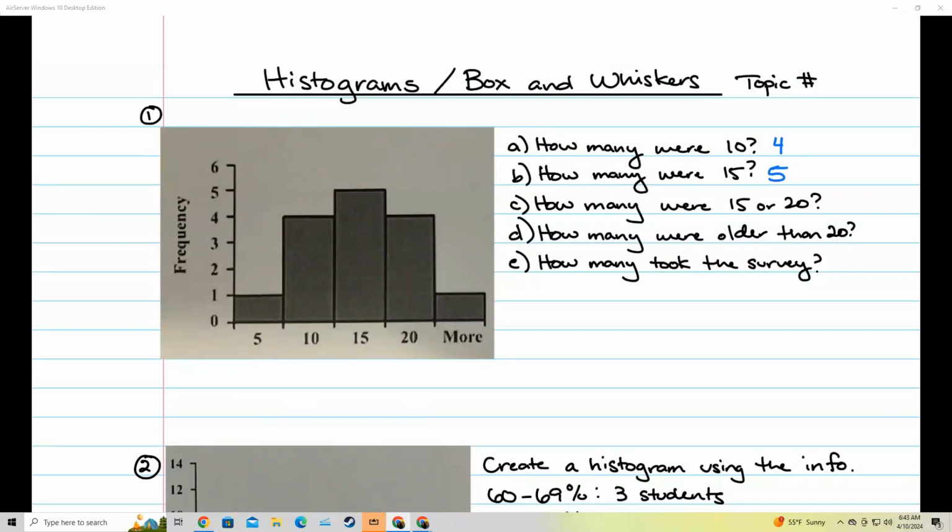Again, it would have been really nice if they would have given us a little bit more insight as to what that 15 represents. We don't know. All I know is off of the histogram that I have here, that 15 occurred 5 different times.